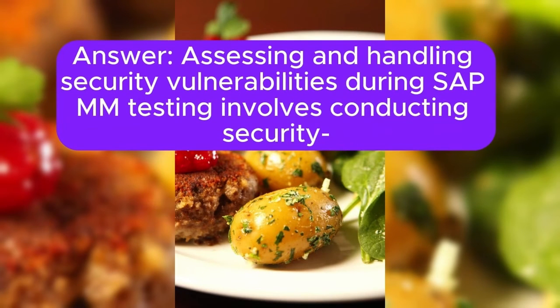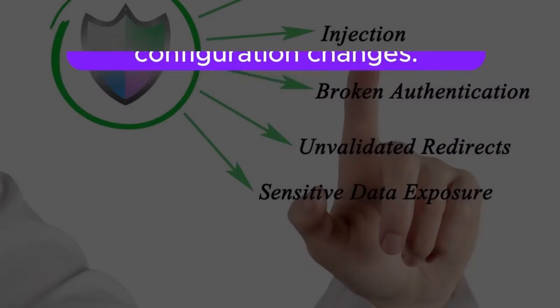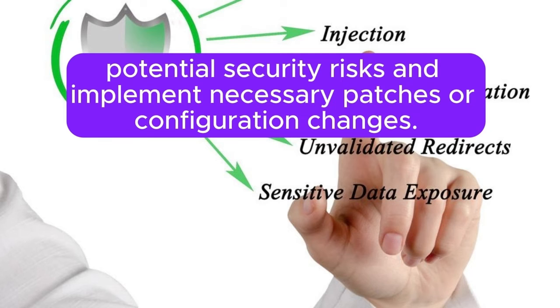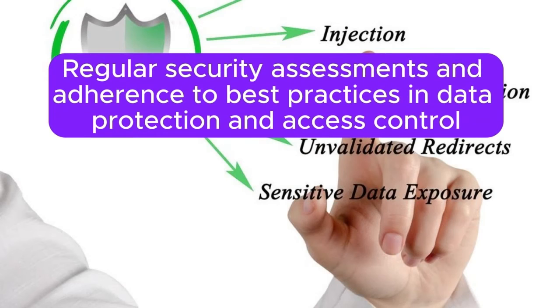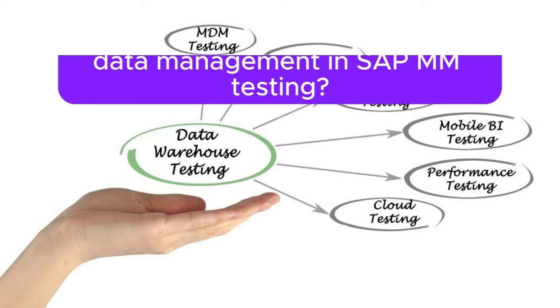58. How do you assess and handle security vulnerabilities during SAP MM testing? Answer. Assessing and handling security vulnerabilities during SAP MM testing involves conducting security-specific tests such as penetration testing, vulnerability scanning, and authorization checks. It's crucial to collaborate with security experts to identify potential security risks and implement necessary patches or configuration changes. Regular security assessments and adherence to best practices in data protection and access control are essential to safeguard the system against threats.